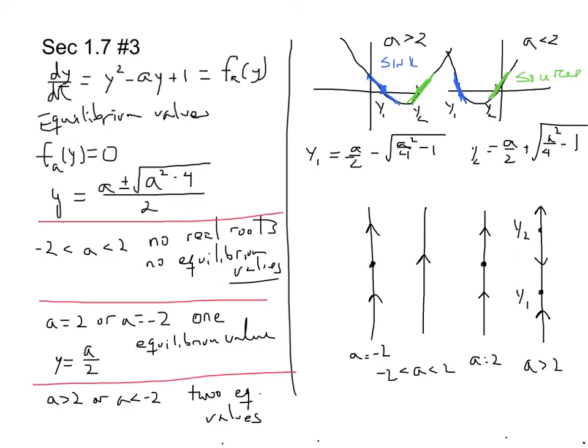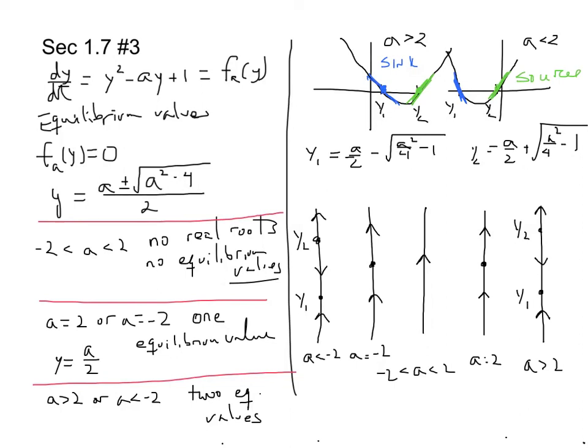And as I continue to make a smaller, a less than minus 2, again I introduce two equilibrium values, a y1 and a y2, and my behavior is the same. y1 is still a sink, so the values flow towards it, and y2 is a source, the values flow away from it.